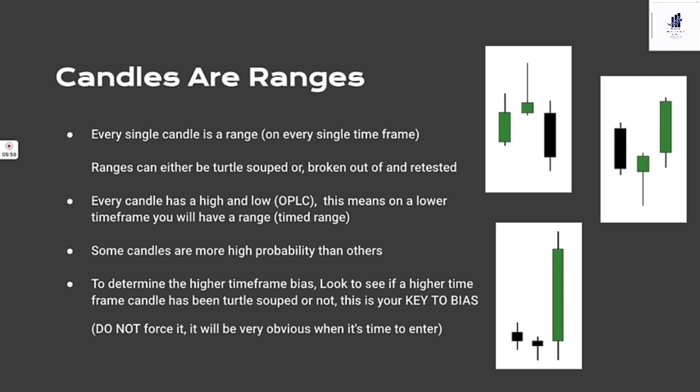To determine the higher time frame bias, look to see if a higher time frame candle has been turtle souped or not. This is the key to bias. Do not force it. It'll be very obvious when it's time to enter. So, for example, right here, we wicked above the candle's high. This is bearish. We did not close. Same thing here, wick below, bullish. We did not close. Same thing here, wick below, bullish.